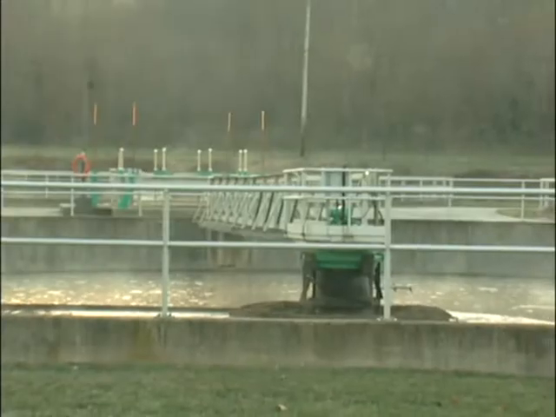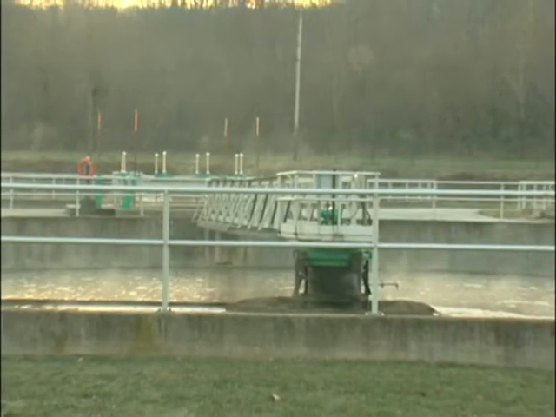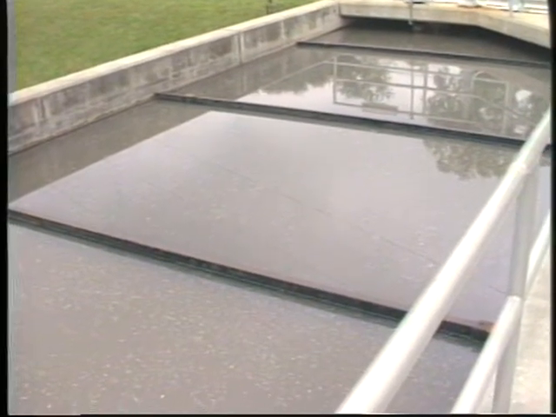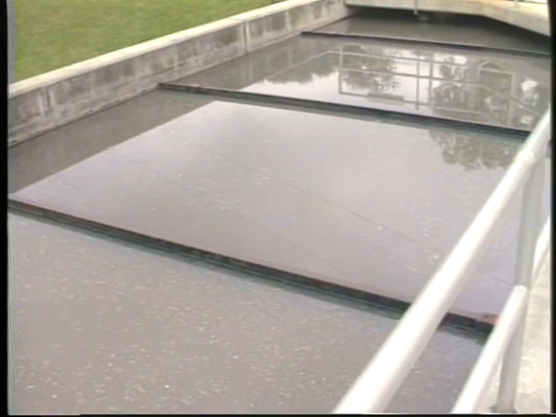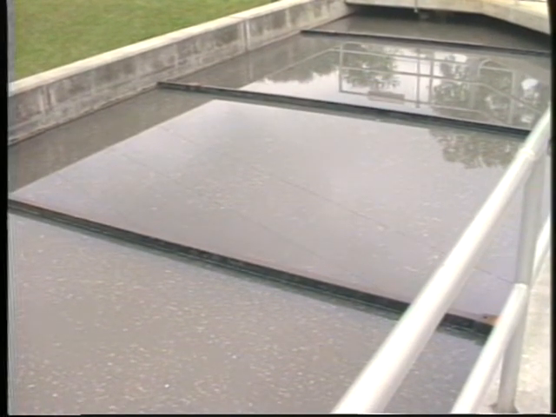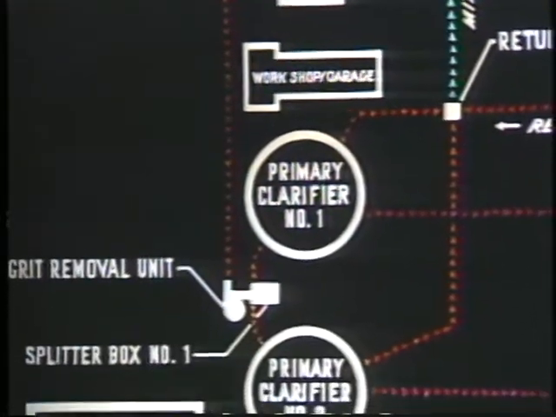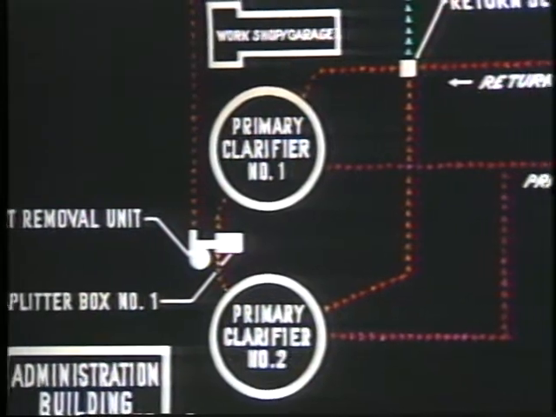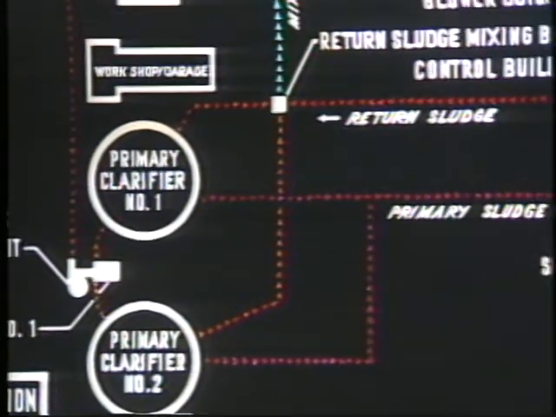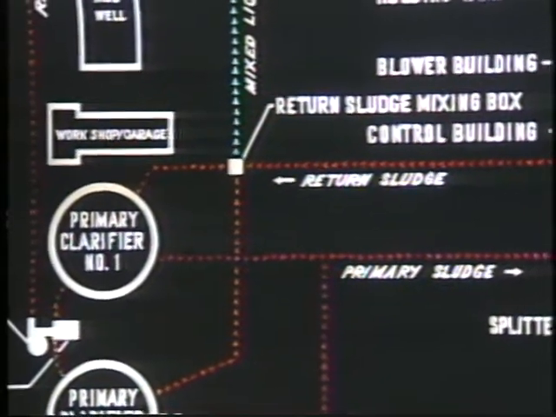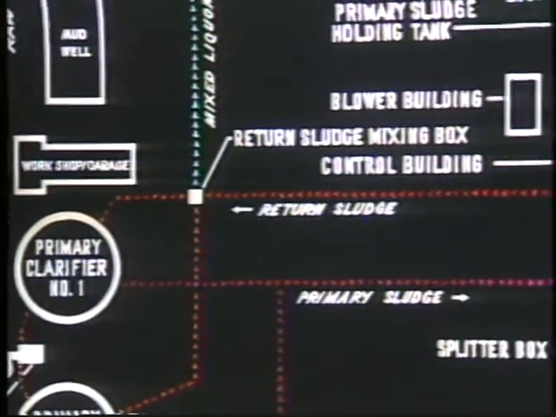Clarifiers are usually round or rectangular in shape and can vary in size depending on the design flow of the wastewater treatment facility. Clarifiers can be found at different stages of the treatment process. You may find a clarifier in the primary treatment stage just after the bar screen and grit removal. These units are known as primary clarifiers, and they clarify the wastewater before it is passed on to the next stage in the treatment process.